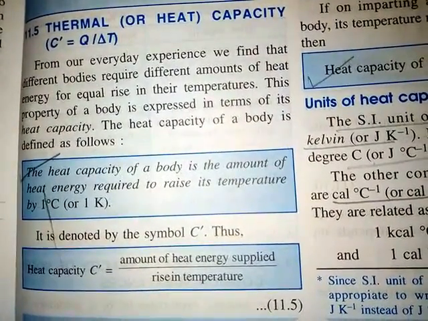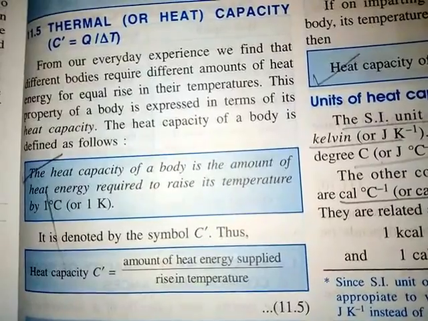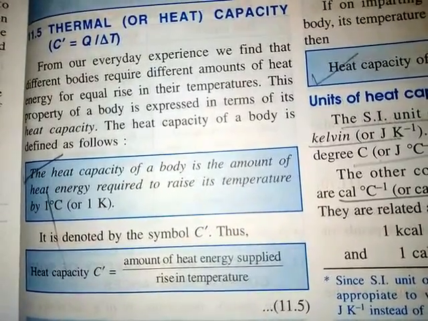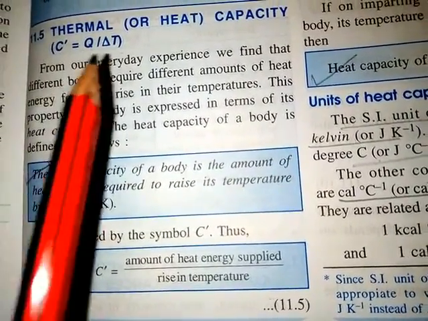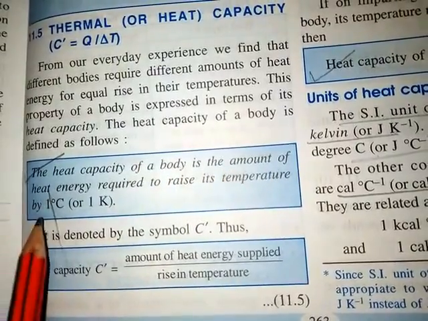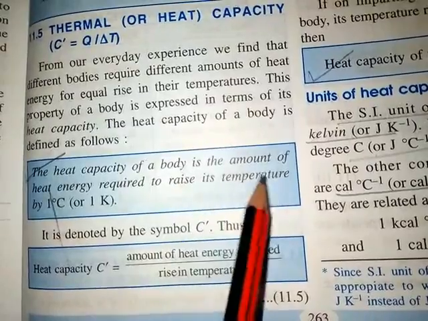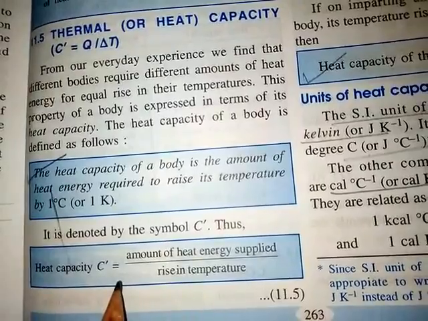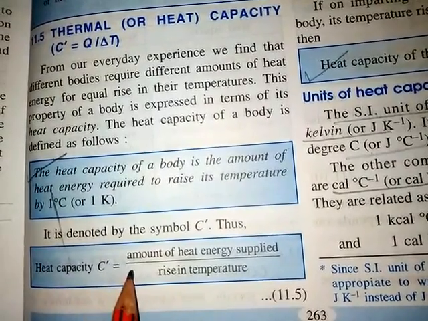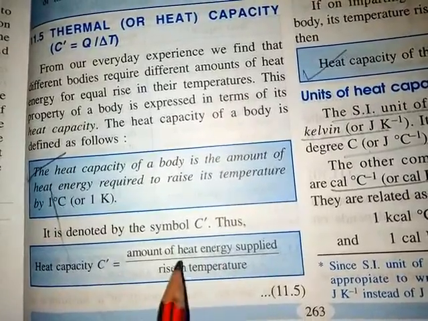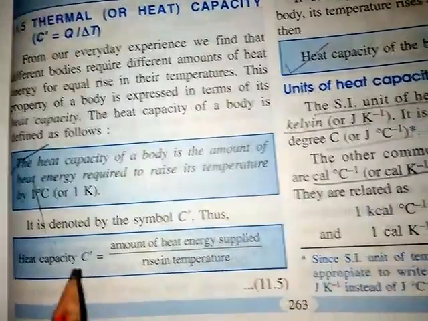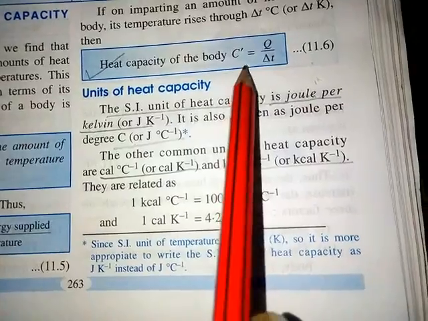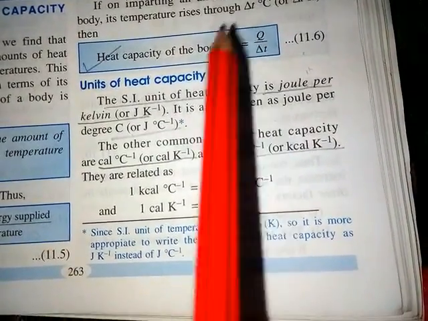From our everyday experience, we find that different bodies require different amounts of heat energy for equal rise in their temperatures. This property of a body is expressed in terms of its heat capacity. So the heat capacity of a body is the amount of heat energy required to raise its temperature by 1 degree centigrade or 1 Kelvin. Heat capacity is denoted by capital C dash and it equals the amount of heat energy supplied upon rise in temperature. So the formula will be C dash equals Q upon del T.